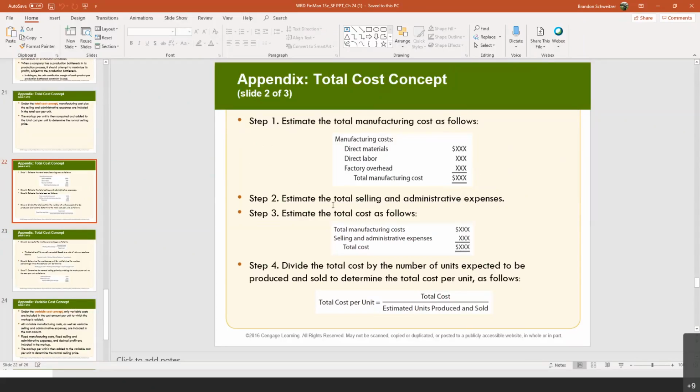The second step is to estimate the total selling administrative expenses. Don't worry, that'll be given to you. The third step is to figure out the total cost. You get your total manufacturing cost and add in your total selling administrative expenses to get your total cost. The fourth thing you do is to figure out your total cost per unit. You take your total cost and you divide that by the number of units you expect to sell and produce.